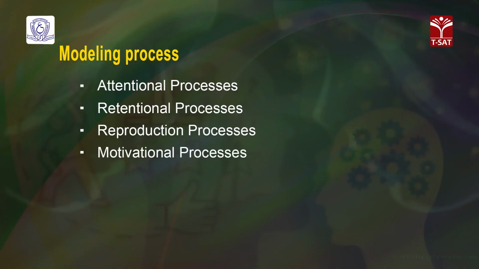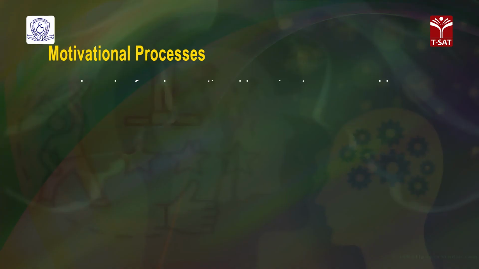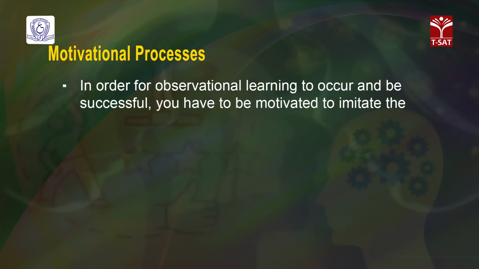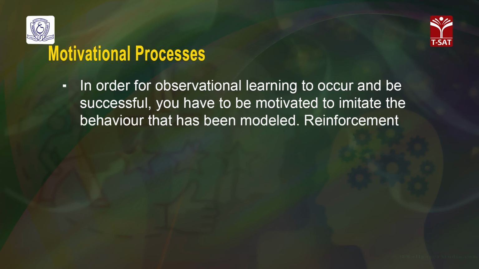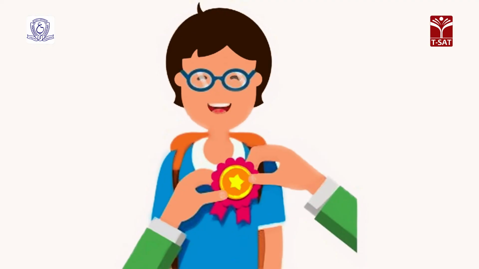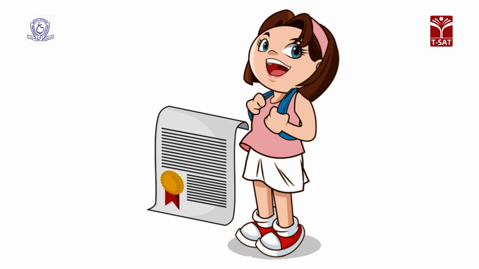4. Motivational processes. In order for observational learning to occur and be successful, you have to be motivated to imitate the behavior that has been modeled. Reinforcement and punishment play an important role in motivation. For example, if you see another student rewarded with extra credit for coming to class on time, you might start to show up a few minutes early each day.